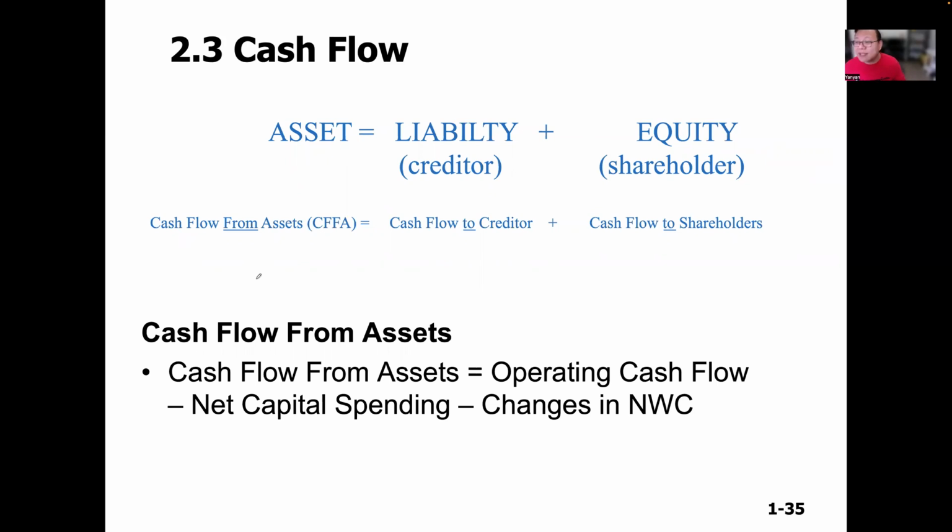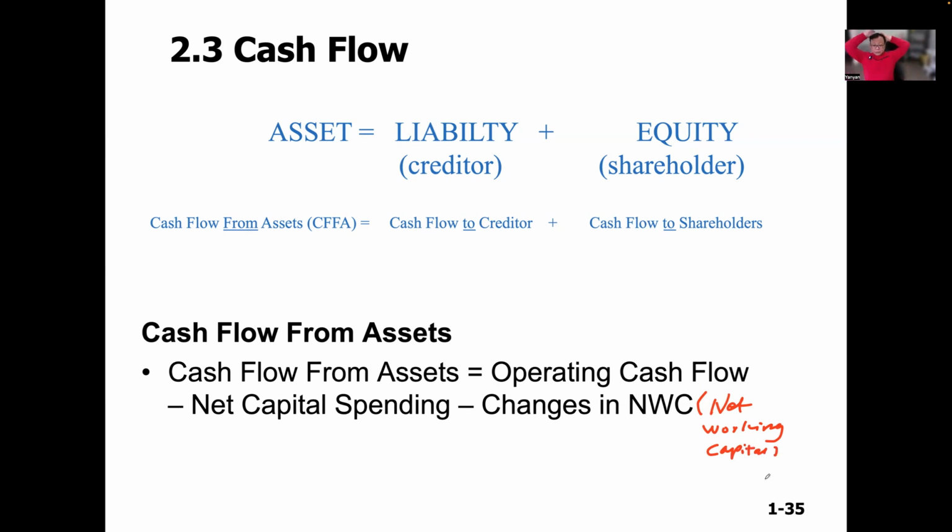Cash flow from asset, the way you can calculate it, is the operating cash flow minus net capital spending minus changes in NWC. What is NWC? It's net working capital. Boy, I hate it. Sorry. So this is net working capital, NWC.